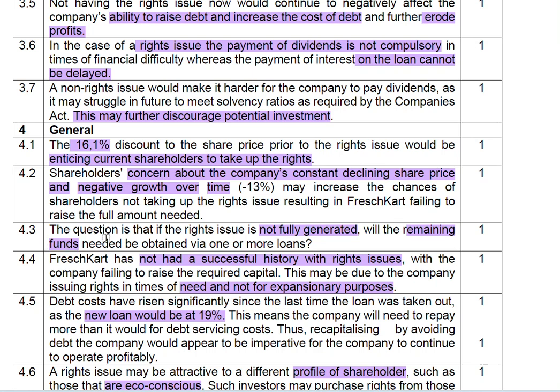In 4.3, the question is: if the rights issue is not fully generated, will the remaining funds needed be obtained via one or more loans? We have been told that in 2028, they were not able to get the full 350 million. They got 230 million. So now there is a potential that what happened in 2028 might happen now. Now the question is, if it does happen, what will we do? Are we going to try to get more loans? What will we do in order to pay back?